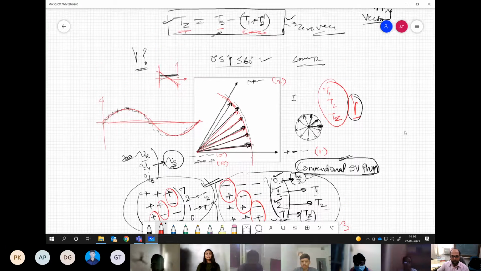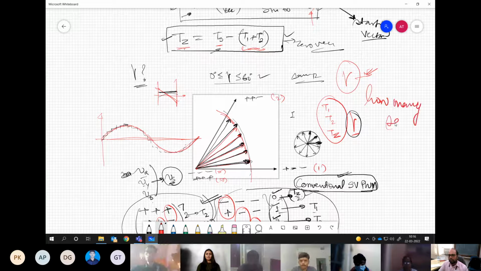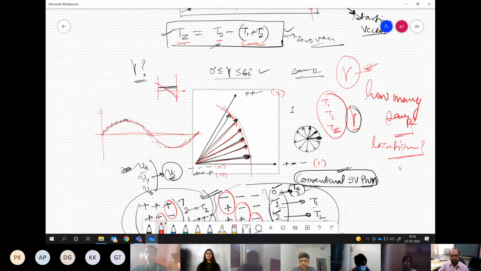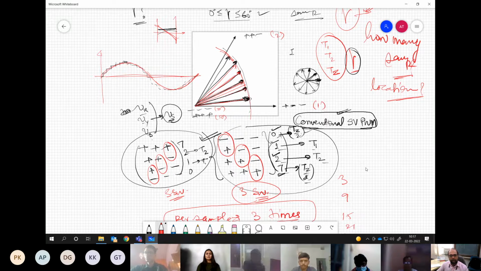Now we are trying to realize how many samples we should have. Let us say the gamma angle is given, but how to choose this gamma? That is the first question. So in terms of how many samples and location, these two things are important now. First of all, how many samples? We need to know how many such discrete vectors should be there within a sector. I'm talking about a sector because many things we can generalize in terms of just one sector. I will come to that later on.